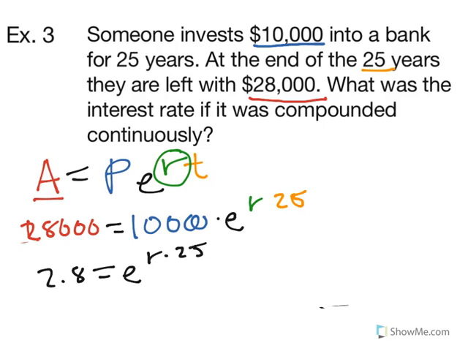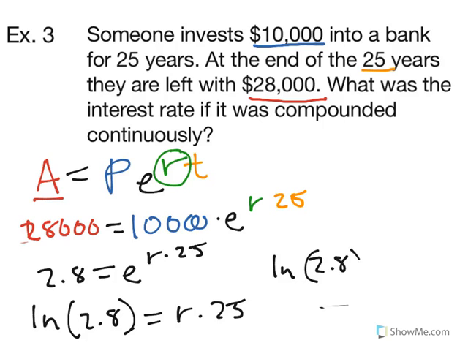So now you're going to use the natural logarithm again. So you can take the natural logarithm of both sides. You'll get ln of 2.8 is equal to r times 25. And then all you're going to do is take the ln of 2.8 divided by 25, and that'll get your answer, which is 0.041185. And that's in decimal form.